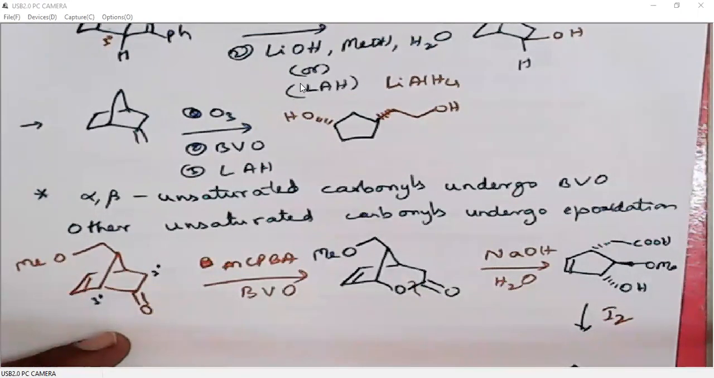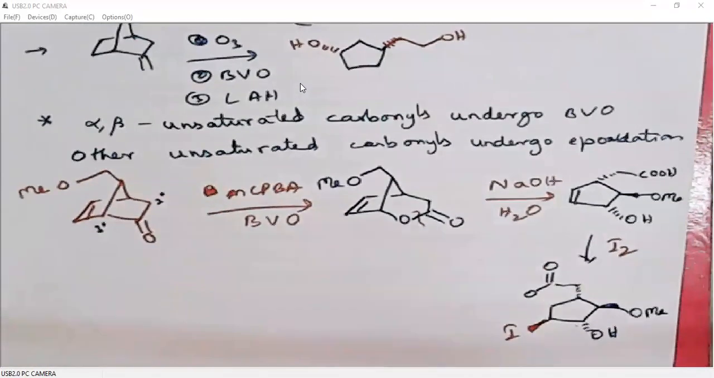So OH, OMe, this fellow COOH, there will be a formation of iodonium ion here. That means a 3-membered ring with iodine. So this OH will undergo neighboring group participation and will open that 3-membered ring. Since it is below the plane, this oxygen is also below the plane.